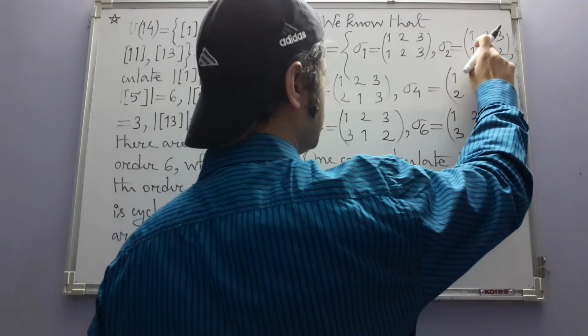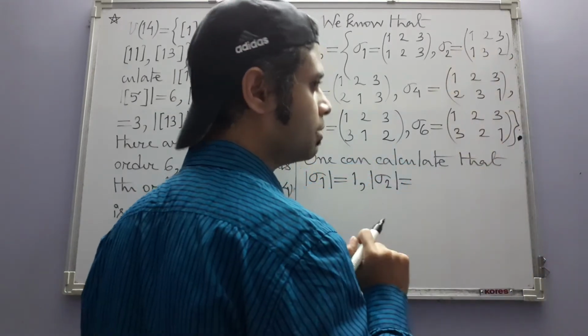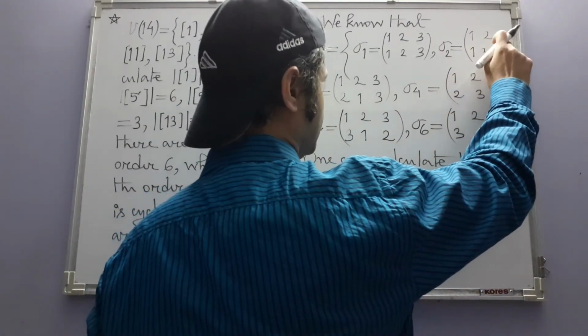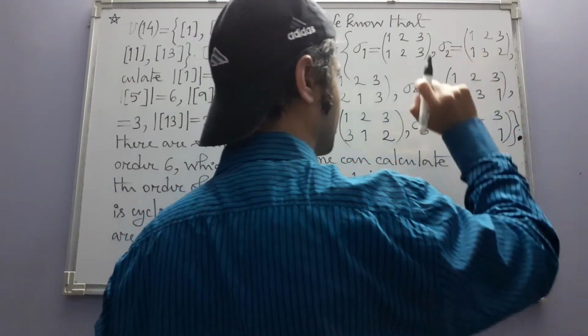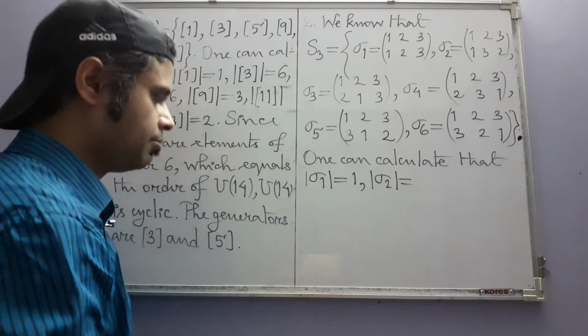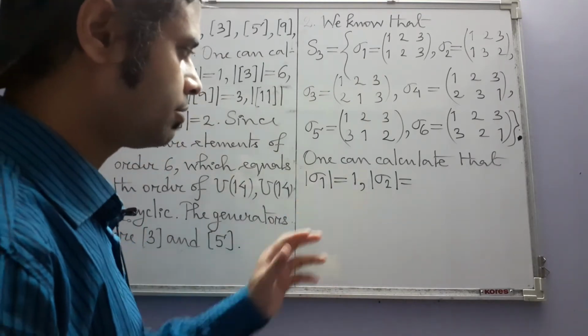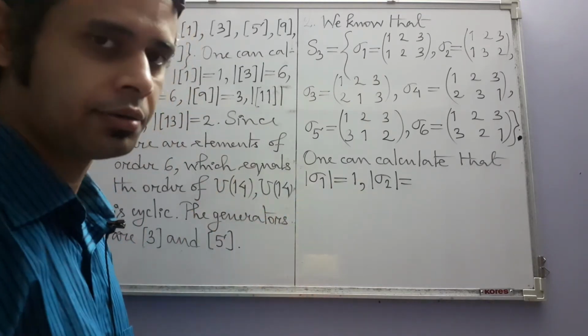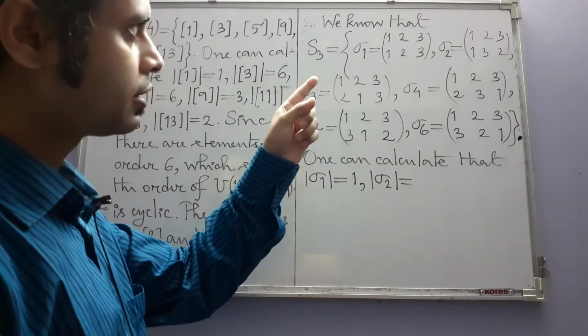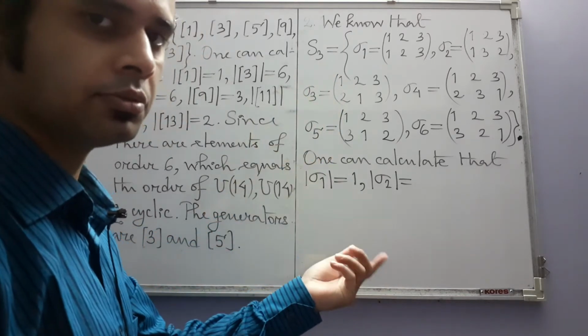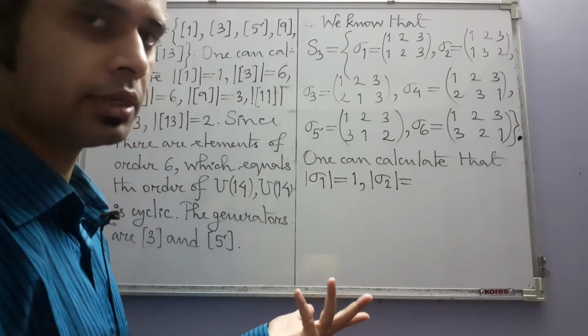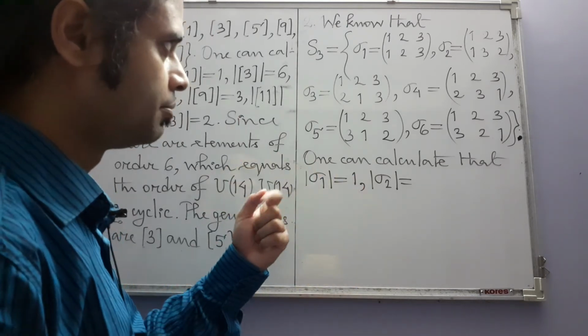Sigma 2 interchanges two symbols, 2 and 3. It takes 2 to 3 and 3 to 2, and it does not affect 1. So you can imagine that when you calculate sigma 2 square, first it will take 2 to 3 and then again it will take that 3 to 2. So that means 2 is not changed by sigma 2 square.